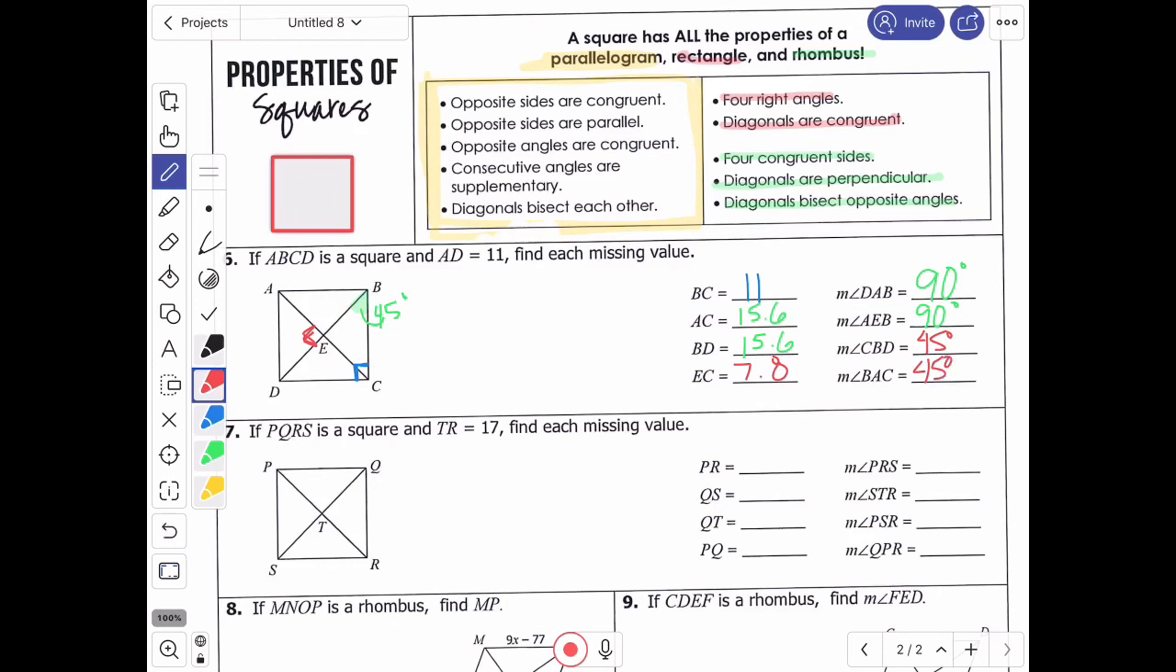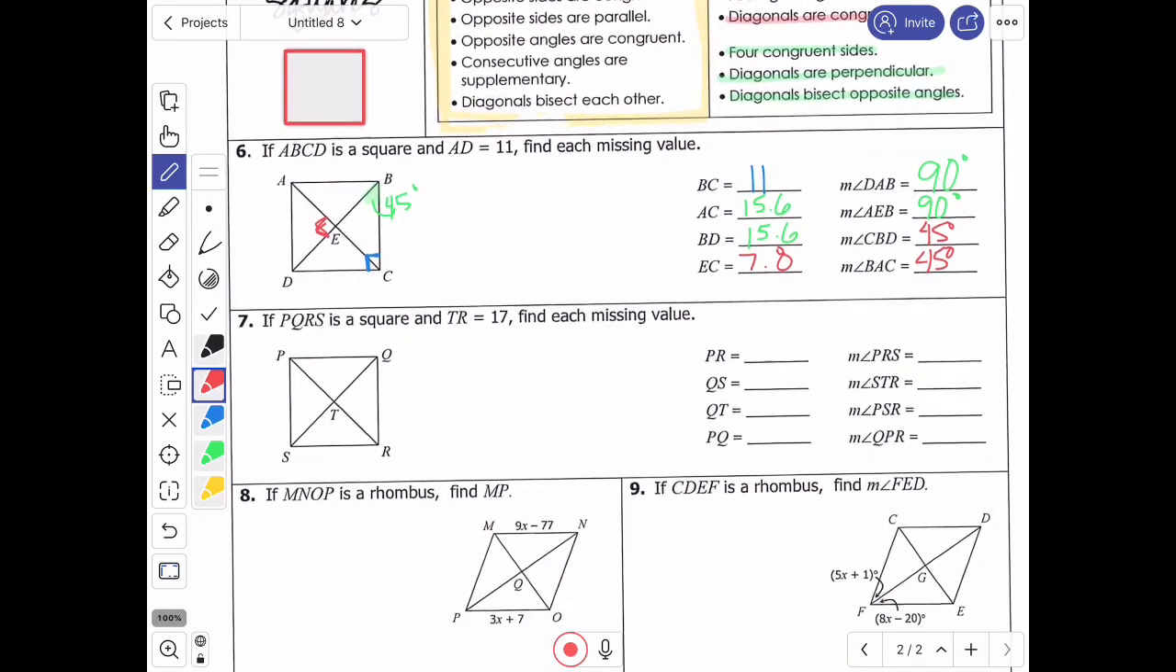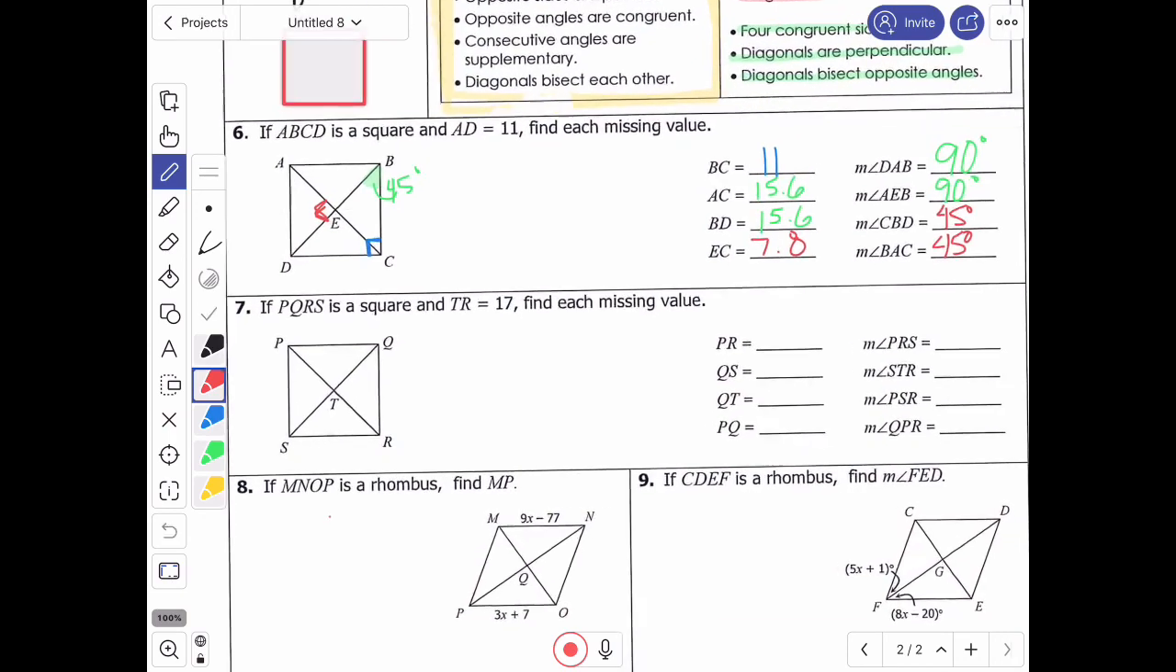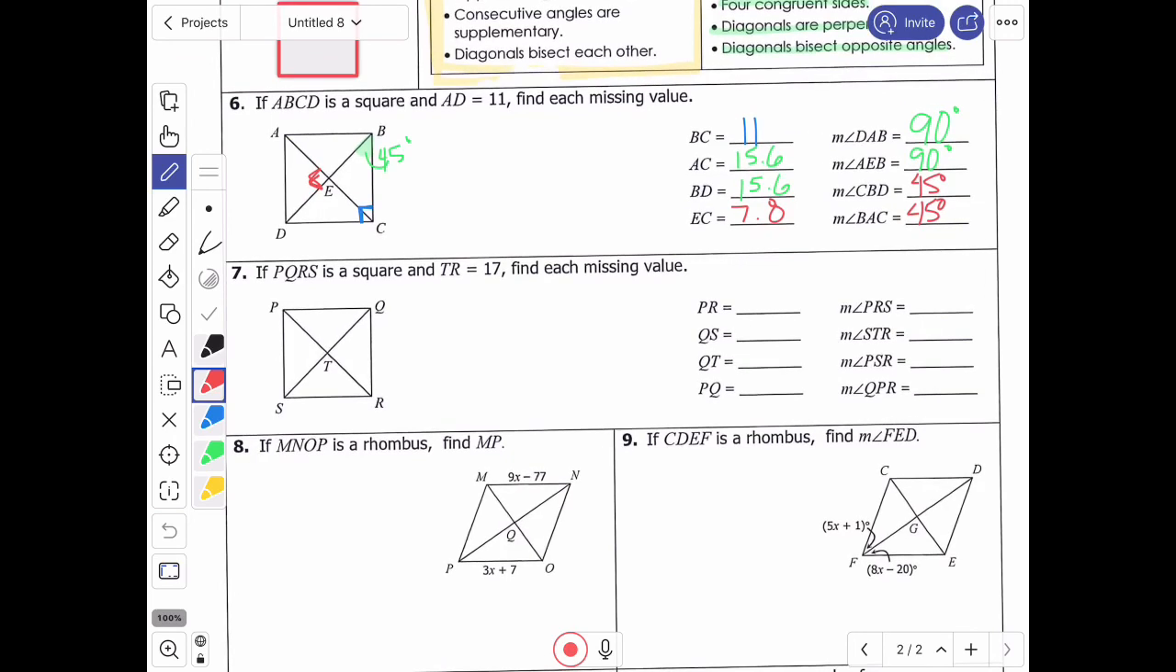Okay, what I want you to do is try 7 on your own, and I'm actually just going to write in the answers because I don't think I need to explain as much. After I show you the answers, then I'll go back and show you how I set up my equation.